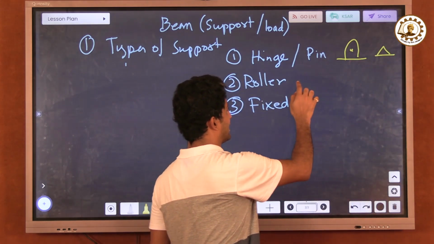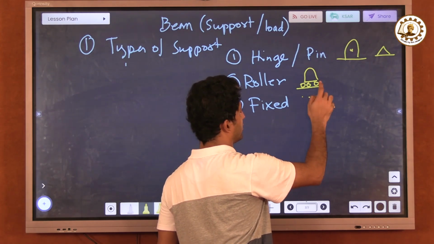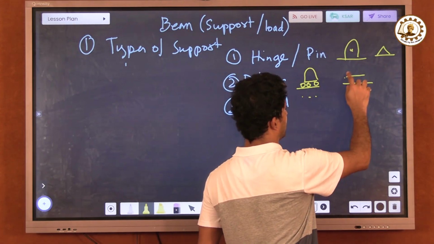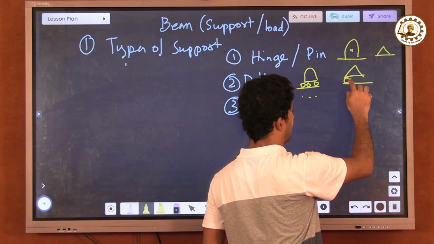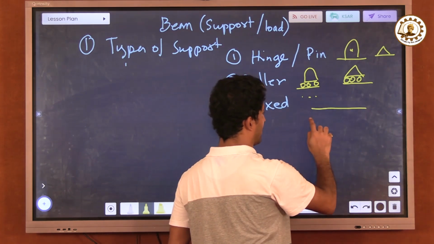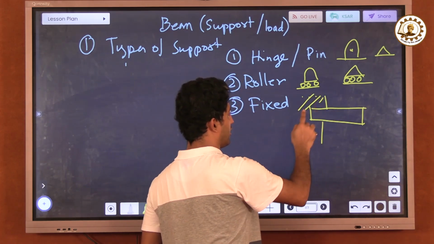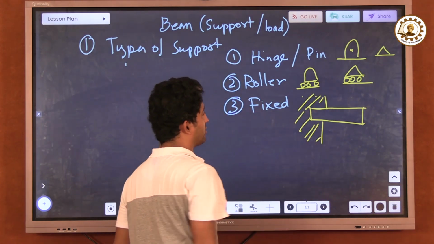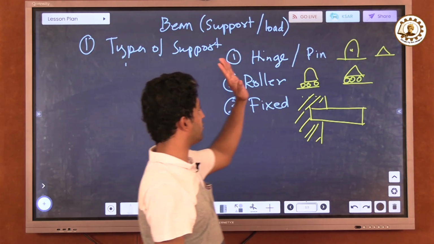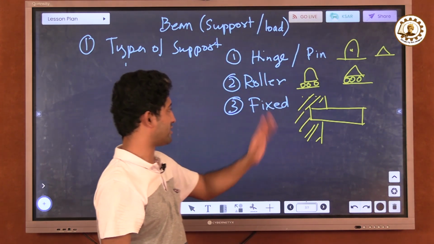In roller, the support comes like this, and there are some balls down below it. Similar for this one: this is a triangle, and there is a ball down there. And for fixed, it is nothing but a beam fixed with the body. Now we came to understand about hinge, pin, roller, and fixed support.